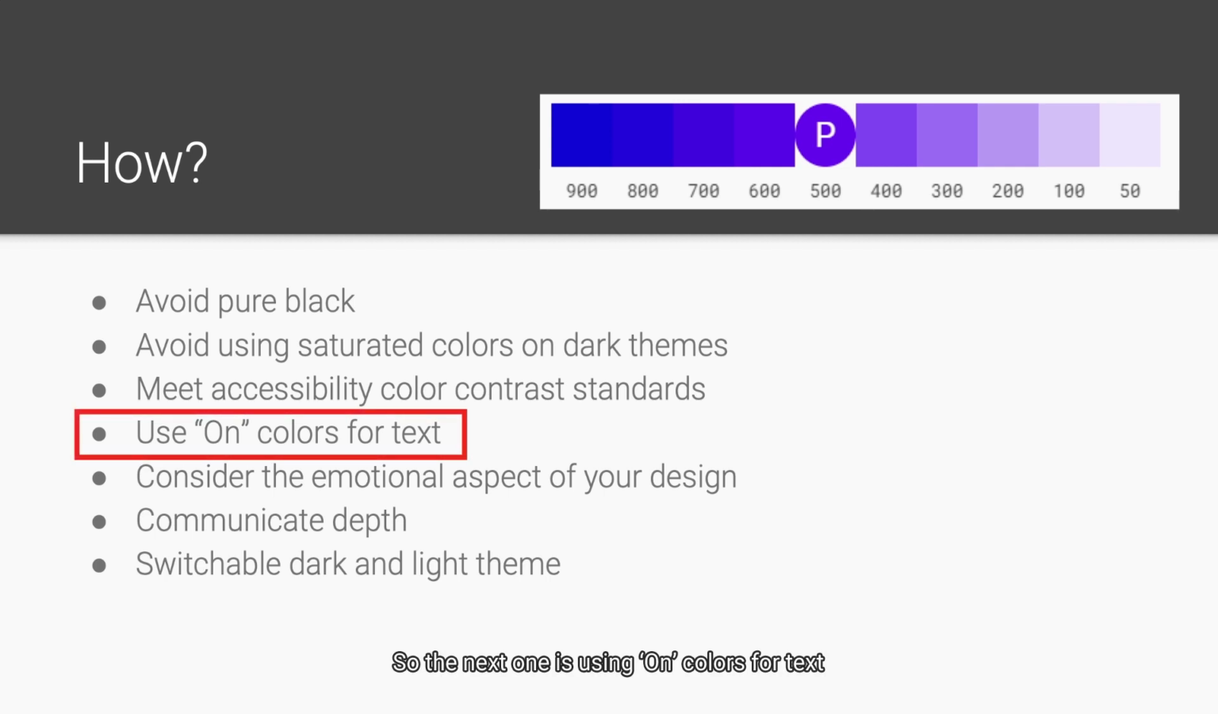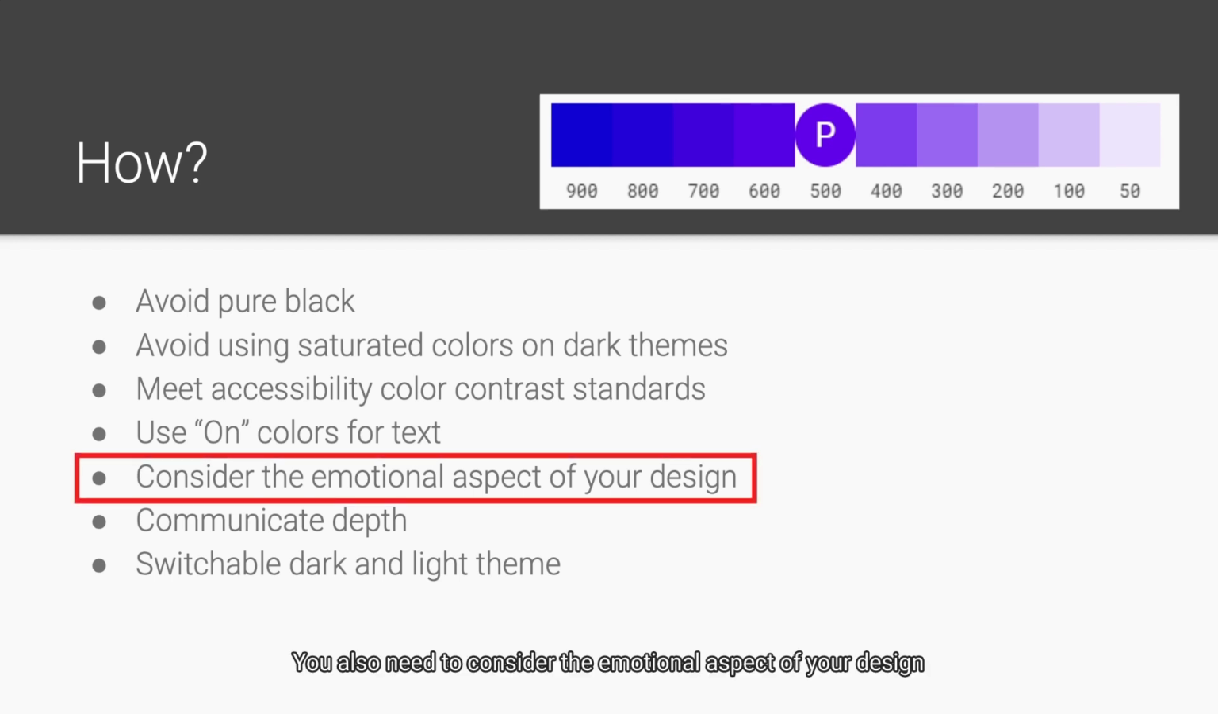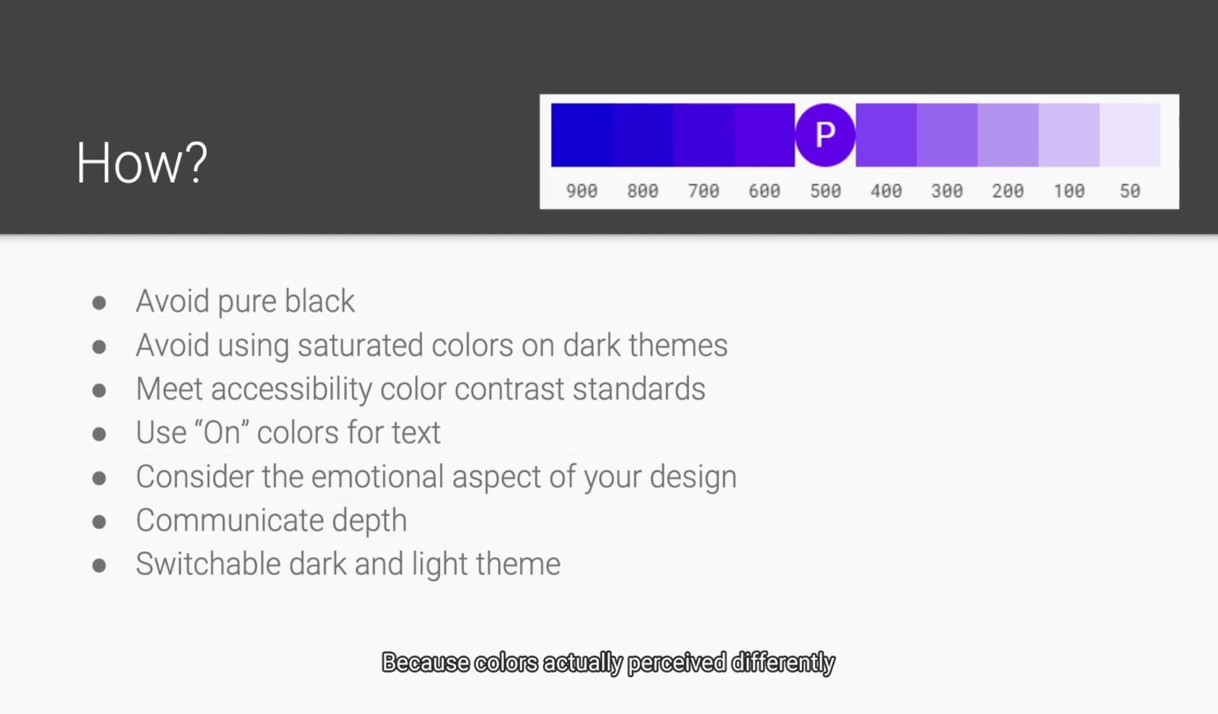So the next one is using on-colors for text. The on-colors are colors that appear on top of the components and key surfaces. They are typically used for text. Light text on a dark background can appear bolder than dark on light. That's why you want to use a lighter font weight for dark mode. You also need to consider the emotional aspect of the design, because colors are actually perceived differently depending on their background.